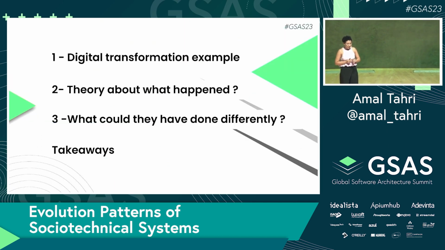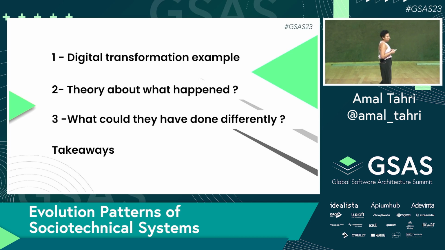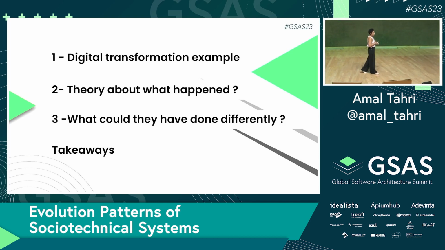This particular subject is actually a research subject that I've been gathering from several resources that I will show at the end. For starters, we're going to explain a digital transformation example. Then, of course, we're going to explain in theory why this digital transformation example didn't go through and was not a success. Third of all, we're going to see what this client could have done better, and I'm going to leave you with some takeaways.